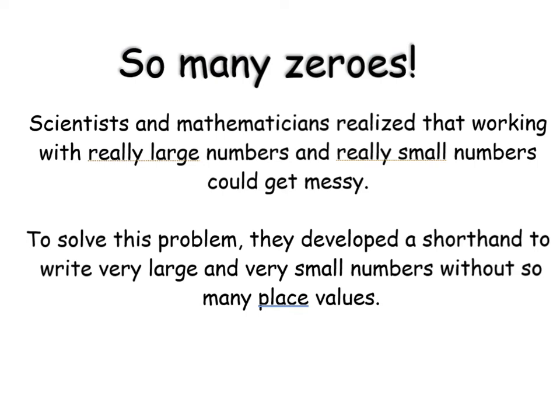So scientists and mathematicians realised that working with really big numbers and really tiny numbers could get a bit messy. It was difficult to say, it took time to write. So to solve this problem, they developed a shorthand that enabled them to write very big or very small numbers without so many place values or so many zeros, and that is called scientific notation. Now it's sometimes called standard form as well, so if you ever see a question asking you to write something in standard form, that's the exact same as scientific notation.